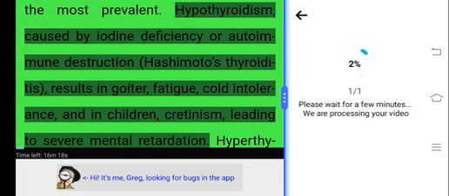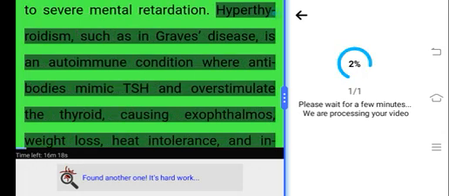Hypothyroidism, caused by iodine deficiency or autoimmune destruction, Hashimoto's thyroiditis, results in goiter, fatigue, cold intolerance, and in children, cretinism, leading to severe mental retardation. Hyperthyroidism, such as in Graves' disease, is an autoimmune condition where antibodies mimic TSH and overstimulate the thyroid, causing exophthalmos, weight loss, heat intolerance, and increased basal metabolic rate.